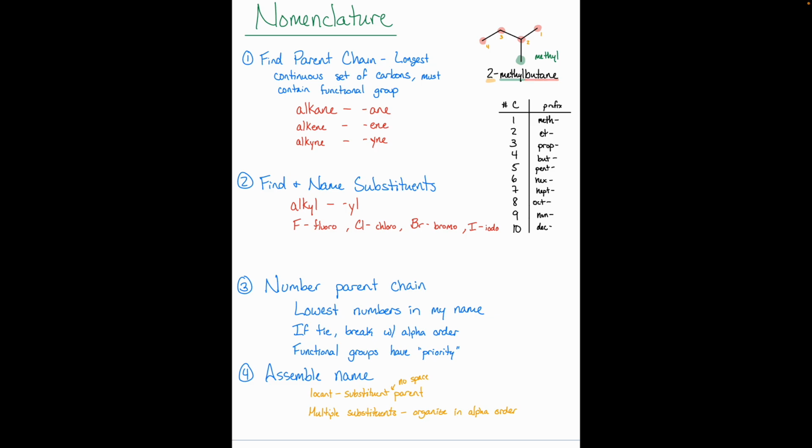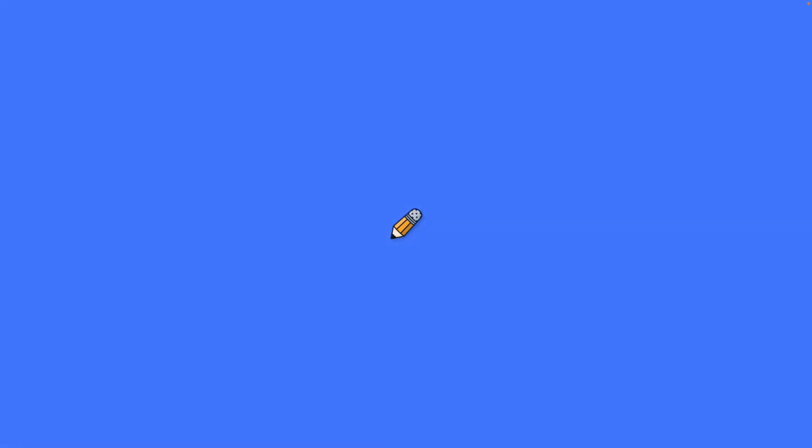All right, when we're numbering our parent chain, we always want to include the lowest number in the name. If there's a tie, we break that tie with alphabetical order. But then importantly, if we have one of these molecules with a functional group, an alkene or an alkyne, we prioritize that functional group when we give our numbering scheme. All right? Then at the end, when you assemble everything together, you put all of your substituents in alphabetical order, right? And no spaces in the name. You just ram everything together. Cool? All right, crash course on nomenclature. So now we're going to move on to electron pushing arrows here.